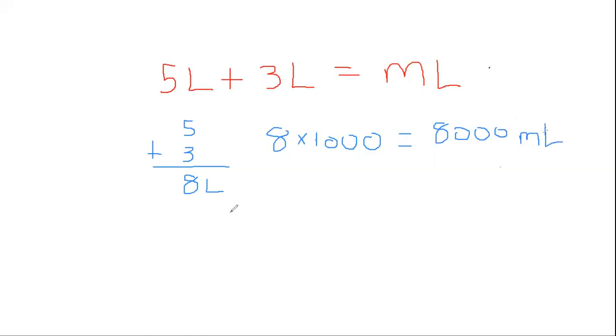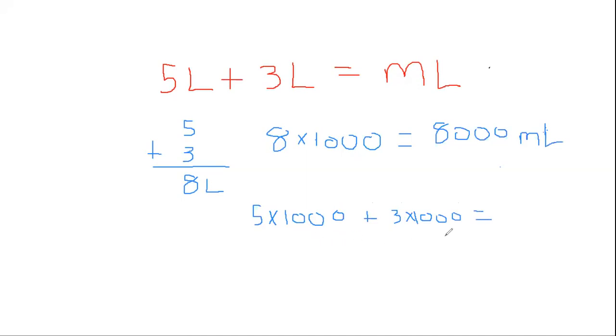The other way says, convert both of them into milliliters first. I start with 5 multiplied by 1,000, plus 3 multiplied by 1,000, right? And then I get my answer.